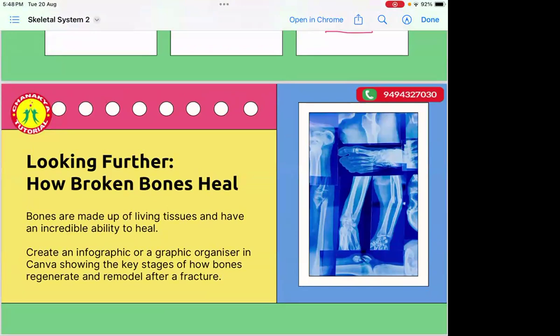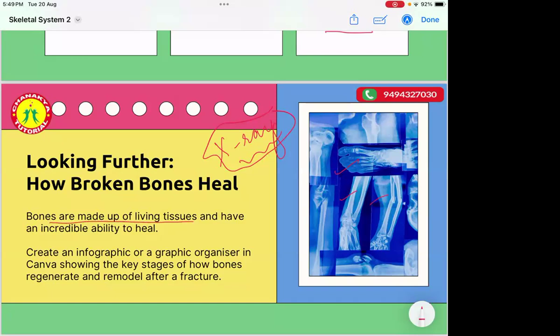Now, looking further, how broken bones heal. You might have seen sometimes when you fell down or some kind of injury occurred in your hands or the legs, what does the doctor ask for? The doctor asks for the X-ray, right? When they do the X-ray, they will be able to identify which bone got fractured, or if any kind of shift is there in the bone. So it can be done by X-ray only. You can see in the picture different photos of X-rays.